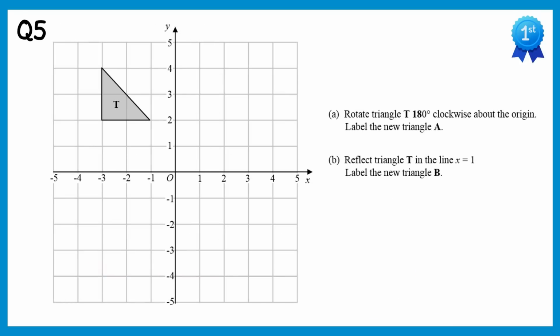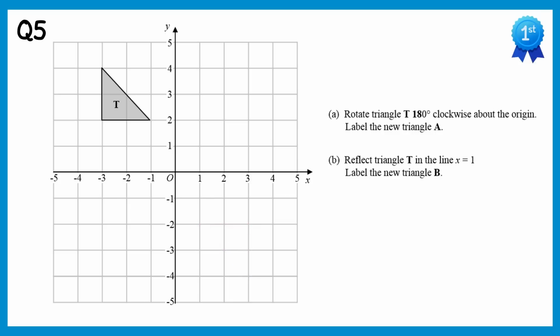For part A of this question, we need to rotate the triangle 180 degrees about the origin. So to do this, take some tracing paper, trace the shape, mark a point at the origin, and then place your pen at this point. Turn the page 180 degrees, so that's half a turn round like this, and then trace the shape in its new location. It asks us to label this triangle A.